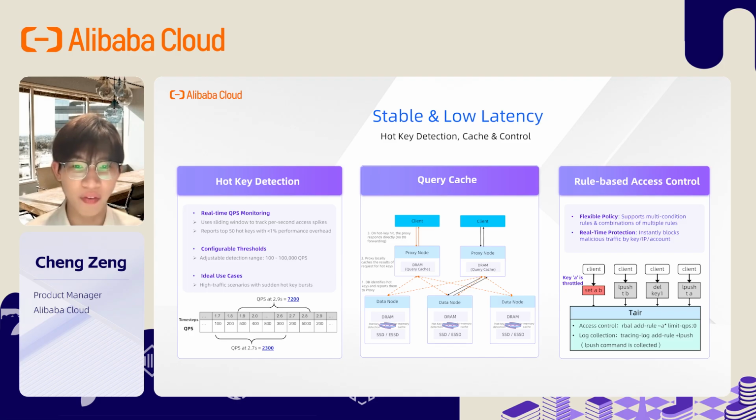At the same time, to prevent malicious traffic or some specific sudden traffic, our system also supports controlling the traffic of the hotkeys by setting custom rules. For example, we can use the command shown on the slide. You can limit QPS of any key starting with A to 0, or use the tracing log rule to capture the traffic logs for specific commands. Once the rate limiting threshold is triggered, the system immediately blocks the abnormal request.